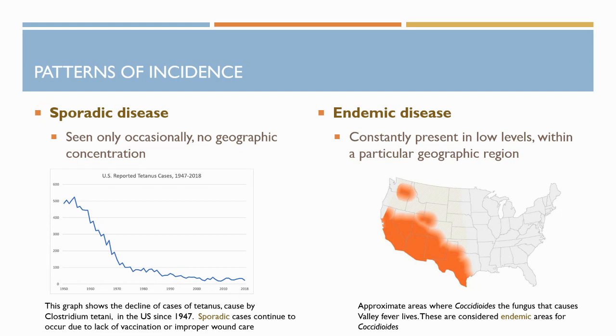Endemic diseases are those that are constantly present in low levels within a particular geographic region. Within a given area, there's a disease that is typically present, not at extremely high levels, but it's just always there in the background. Coccidioides is a fungus that causes valley fever, and it is associated with dry or desert-like areas. So within drier, more desert-like areas of the country, like eastern Washington and Oregon and the Southwest, there are always cases of valley fever. So they're endemic. They're always there, just at low levels.